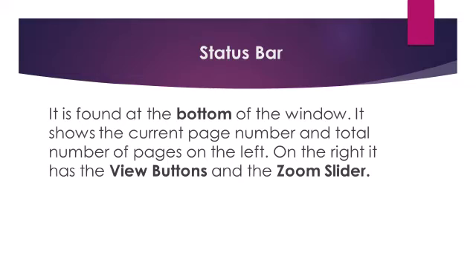Last but not least is status bar. It is found at the bottom of the window. It shows the current page number and total number of pages on the left. On the right it has view buttons and the zoom slider. Zoom slider is used to zoom in and zoom out of the page.